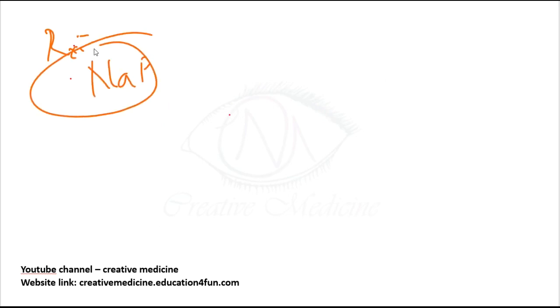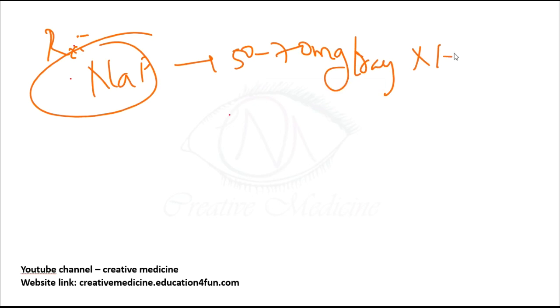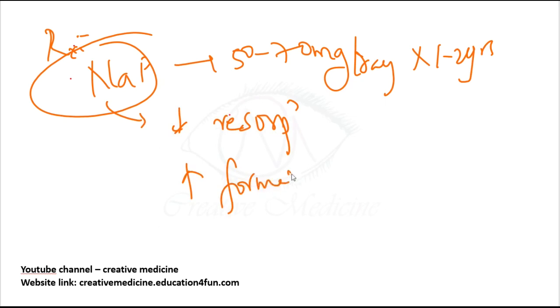Then we have medical therapy. In the medical therapy, first we can use sodium fluoride therapy. It is given at a dosage of 50 to 70 milligrams per day for almost 1 to 2 years. So what does sodium fluoride therapy do? It will decrease the osteoclastic bone resorption and increase the osteoblastic bone formation.